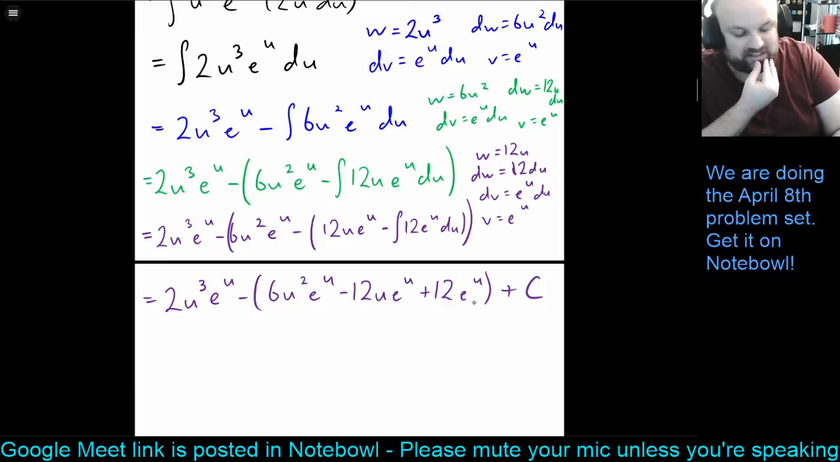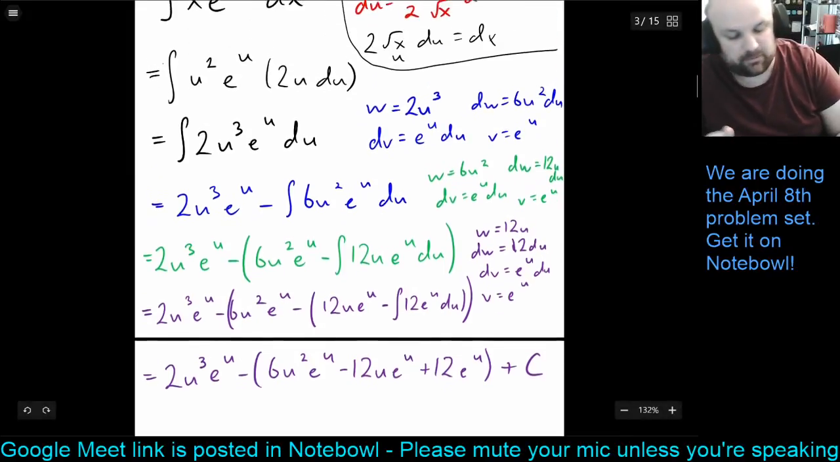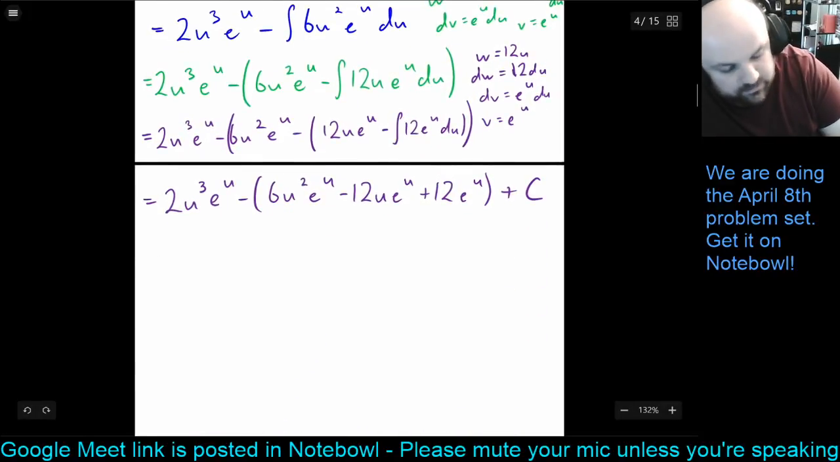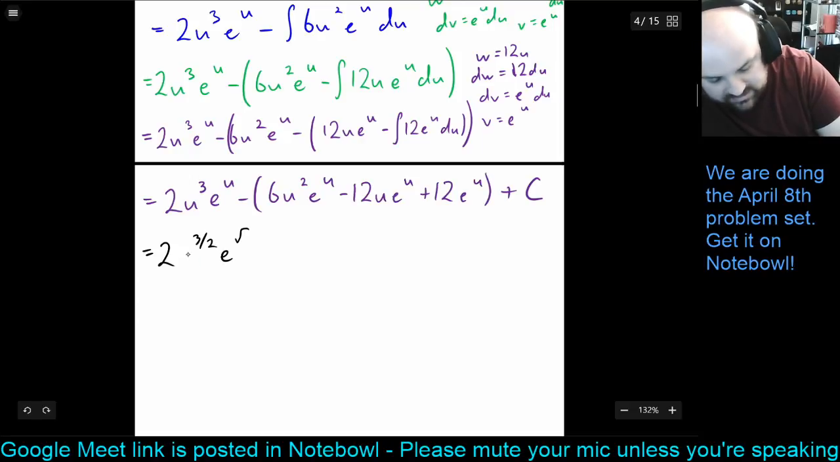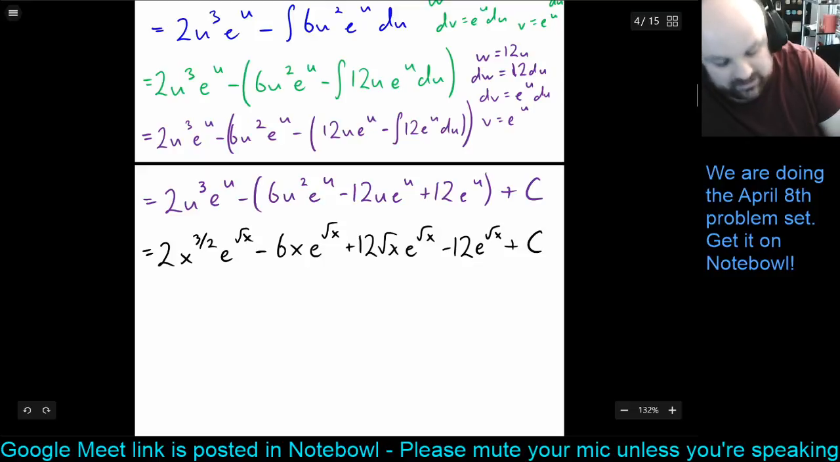All right, so now we'll distribute that last negative, and we need to replace all the u's with what they were before, which is square root of x. So at the end of the day, our answer is going to be 2x to the 3 halves e to the square root of x, minus 6x e to the square root of x, plus 12 square root of x e to the square root of x, minus 12 e to the square root of x plus c.